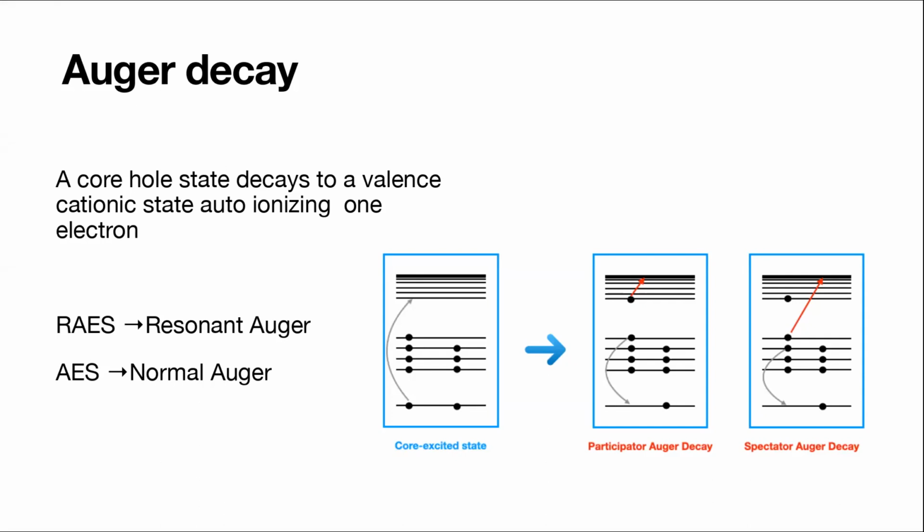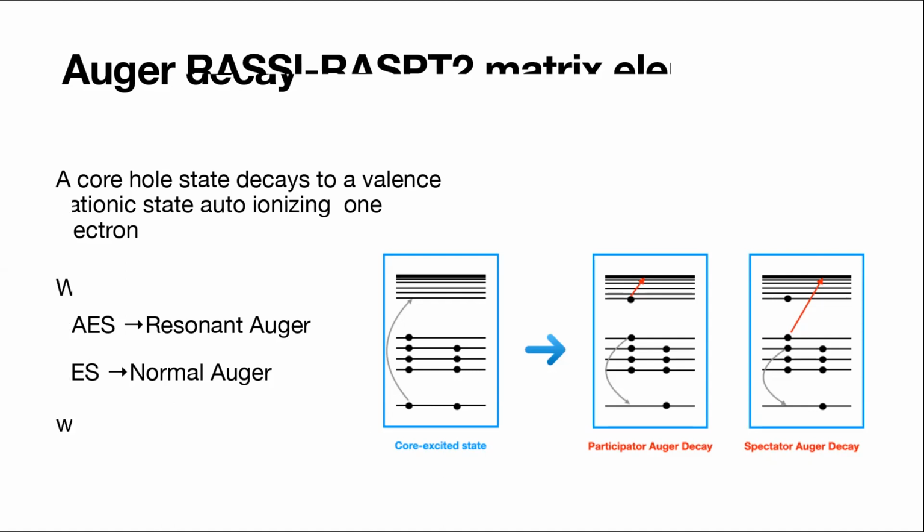And the particular property of this kind of channels here is that you are left at the end with a two-hole, one-particle, or even three-hole, two-particle configuration. So you actually need some electronic structure method which is flexible enough in terms of excitation space to reproduce this decently. So that's why RASPT2 is a perfect candidate to reproduce the Auger spectrum.